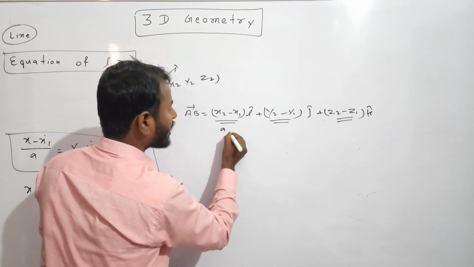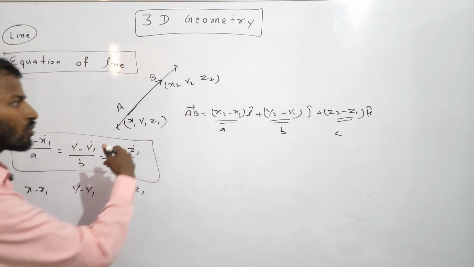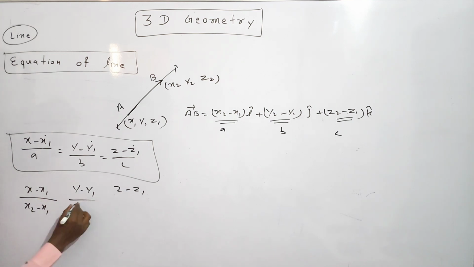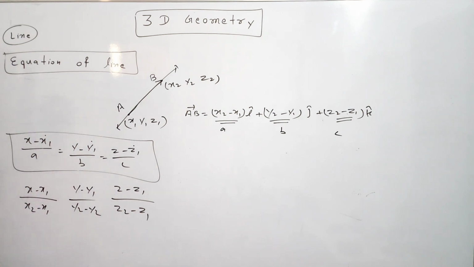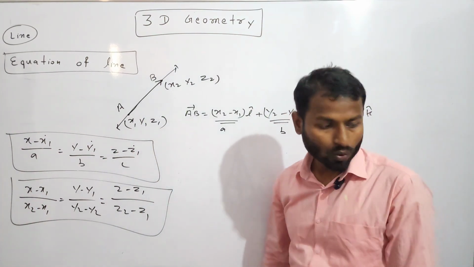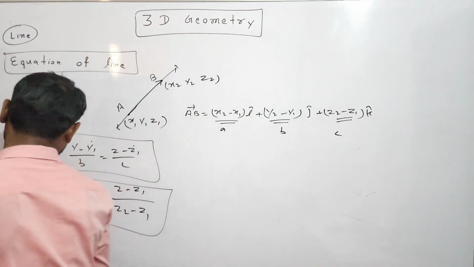This is equivalent to A, equivalent to B, equivalent to C. So, the new equation is, rather than writing A, B or C, we write x2 minus x1, here y2 minus y1, and here z2 minus z1. So, this is the equation of a line whenever 2 points on the line are given. So, these are the main 2 different formulas for the equation of a line.